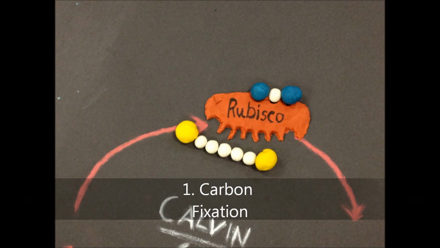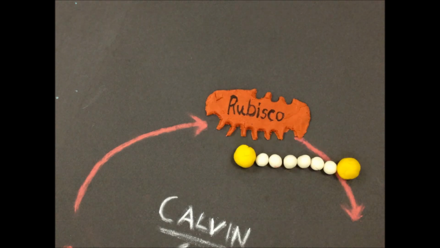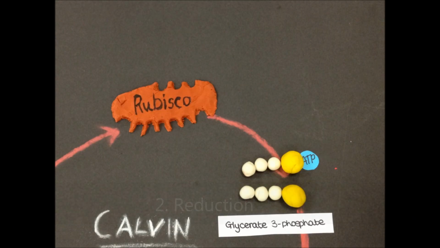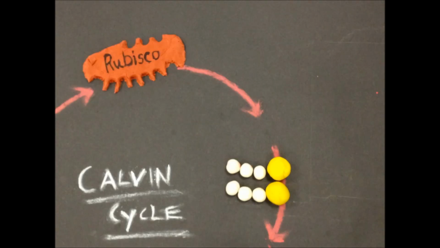Firstly, CO2 and ribulose bisphosphate combine with an enzyme called rubisco to form an unstable 6-carbon molecule with 2 phosphate groups. Oxygen is released. This molecule then splits into 2 molecules of glycerate 3-phosphate. ATP then comes along and phosphorylates it into glyceraldehyde phosphate, which can also be called GALP, PGAL, or phosphoglyceraldehyde.